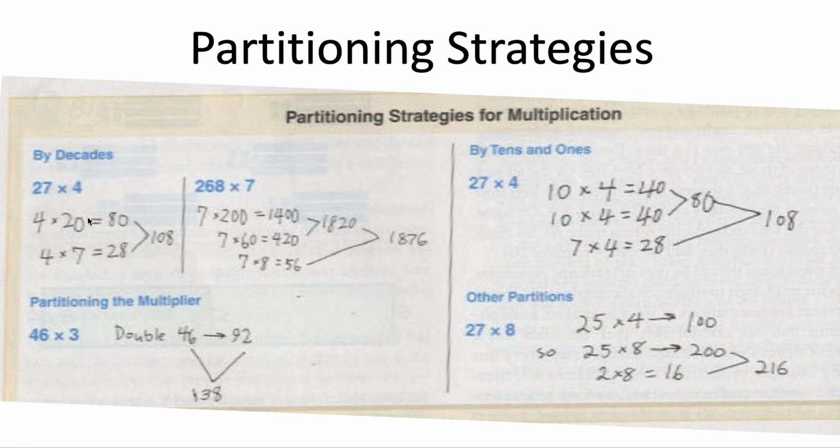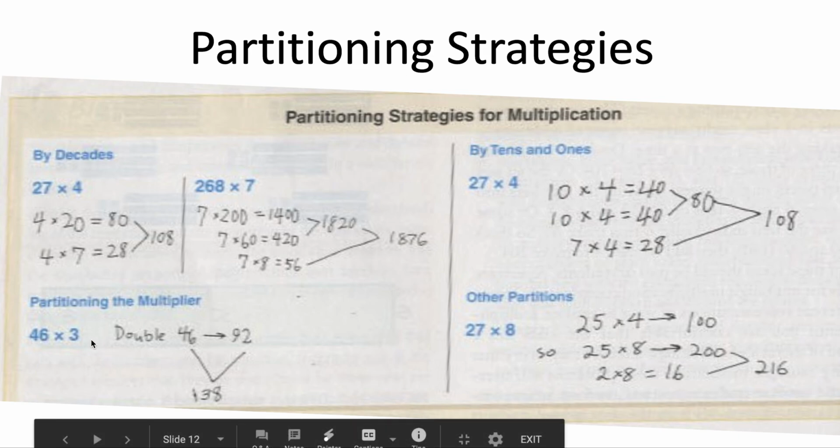Similar to this strategy, this student partitioned 268. I think the Common Core standards, in the practice standards, they're talking about decomposition, right? So decompose 268 as 200 plus 60 plus 8 and distribute each of them to 7. So 200 times 7 or 7 times 200, 7 times 60, 7 times 8, and add them together, right? Let's take a look at this one, partitioning the multiplier.